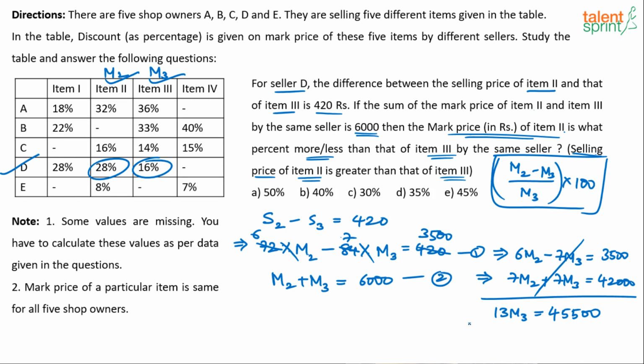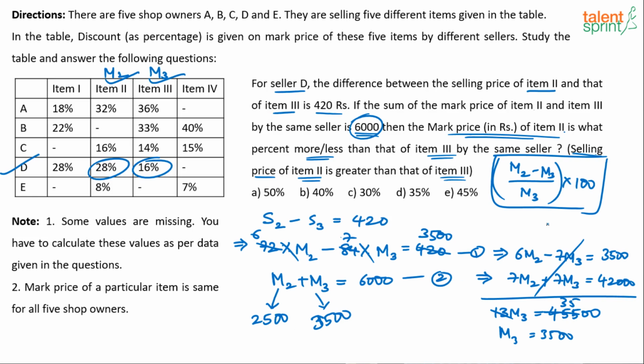Is 455 divided by 13? 390 plus 65. Yes, this goes 35 times. So basically M3 is equal to 3,500. The moment you know M3 is 3,500, M2 would be 2,500 because the total is 6,000, right? M3 is 3,500. Then this would be 2,500. Yes? Total is 6,000. That's it.